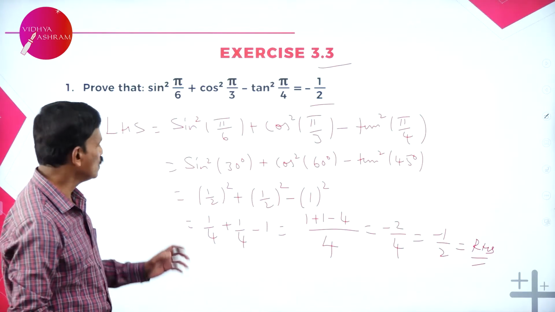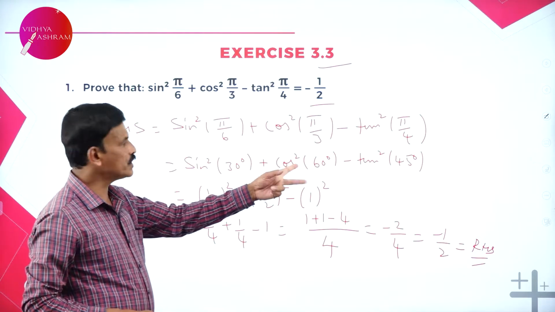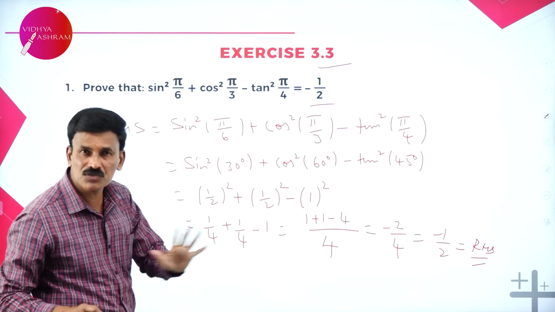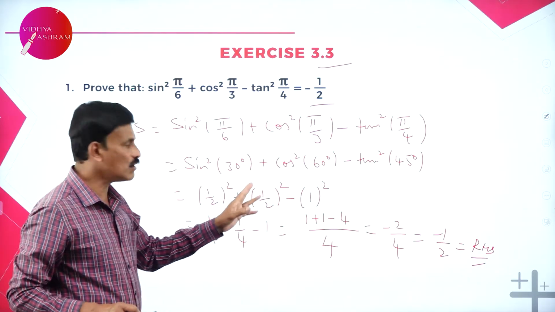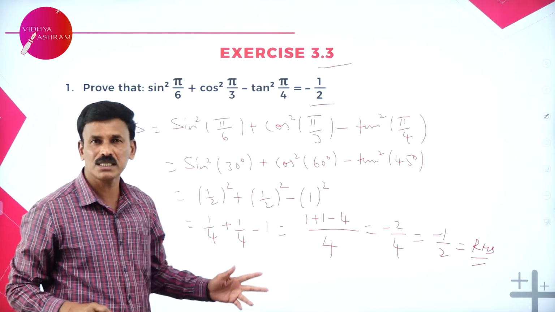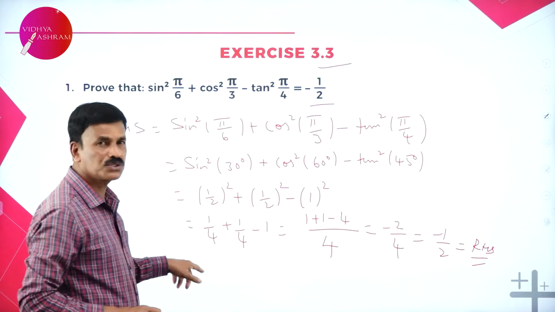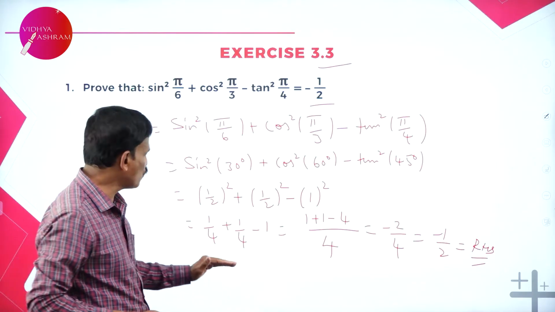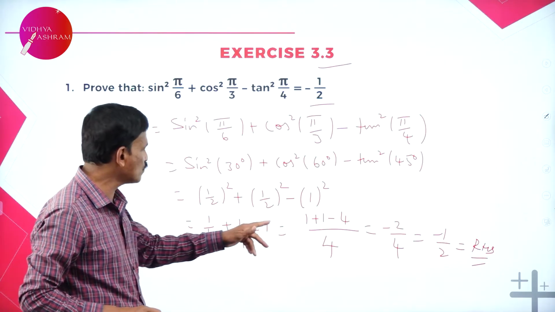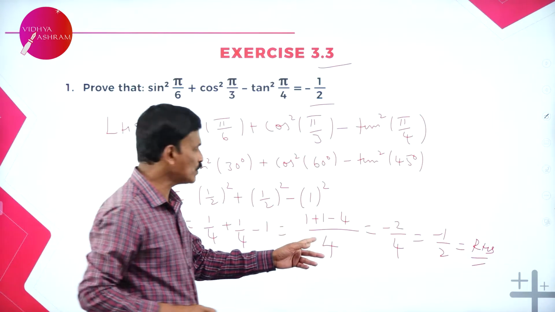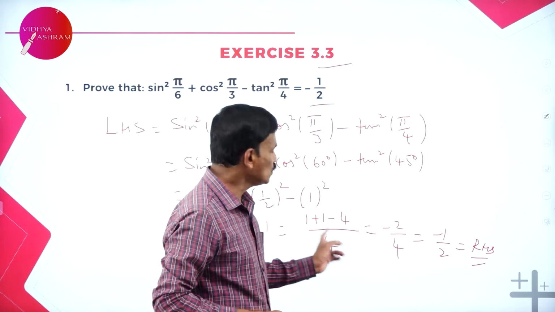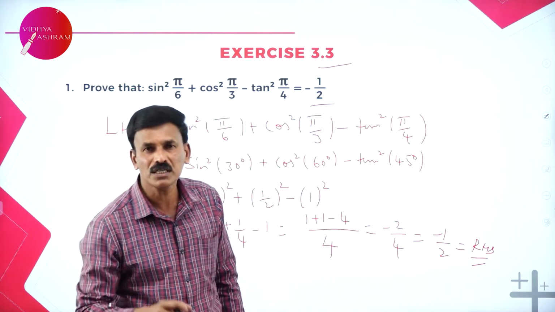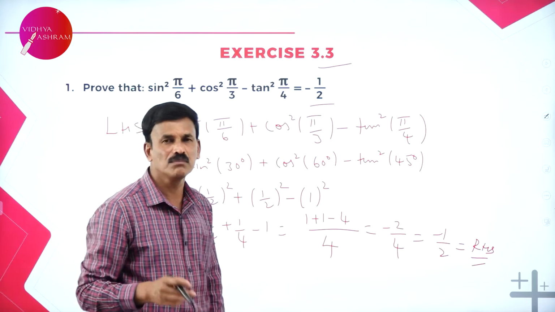That's it. Very simple. Sin square 30 plus cos square 60 minus tan square 45. Just substitute the value of sin 30. Sin 30 is 1 by 2 whole square. Cos 60 is also 1 by 2 whole square, minus tan 45 is 1. 1 by 2 square is 1 by 4, plus 1 by 4, minus 1 square is 1. Straight away take LCM. 4 is the LCM. 4 gets cancelled. 1 plus 1 minus 4 ones are 4. 1 plus 1 is 2, minus 4 by 2. 2 minus 4 is minus 2 by 4, which is minus 1 by 2, which is the required RHS. Hope you followed. Very simple, right?